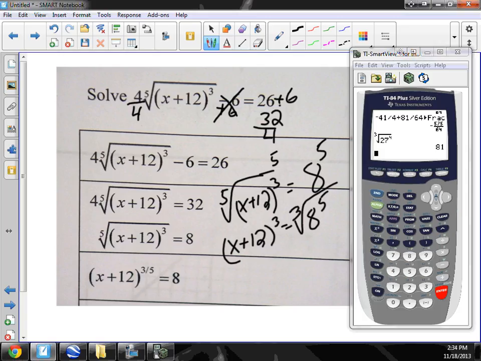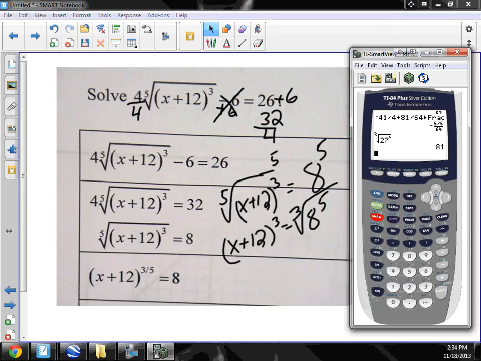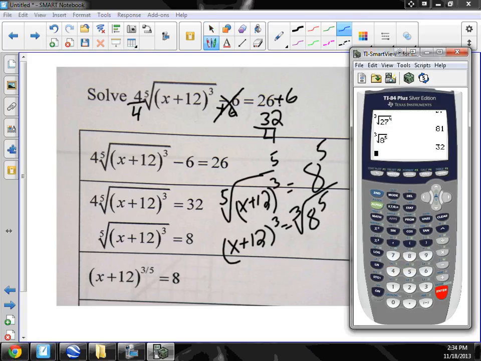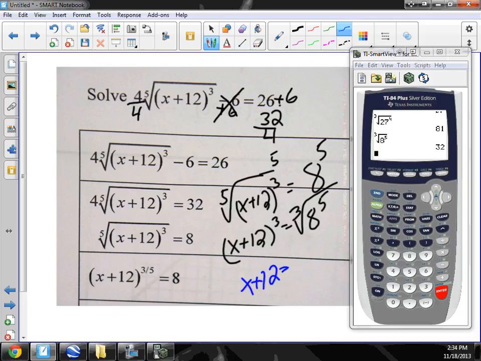Or you could do second answer. It doesn't matter. So math, 3rd root of, 3rd root of 8 to the 5th is 32. So I have x plus 12 equals 32. I subtract 12, and I get x equals 20. And there's always a chance that this answer doesn't actually work. Although in this case I know it works, but I'm not going to reveal all my secrets.